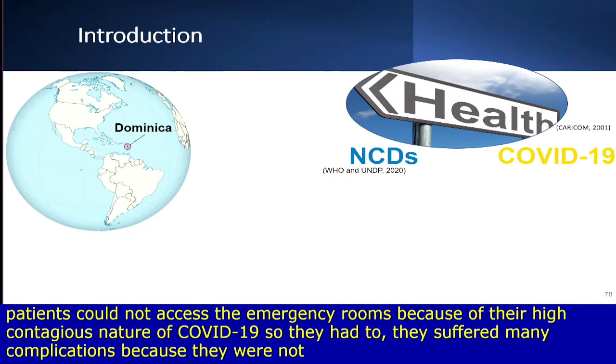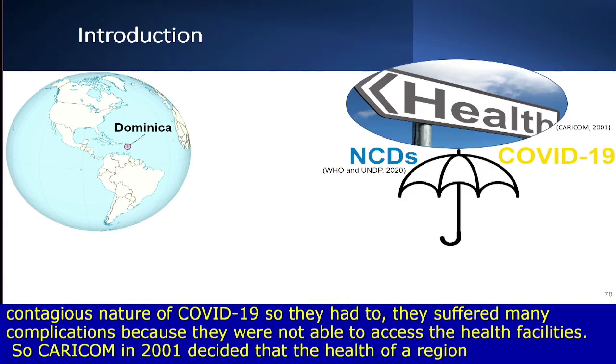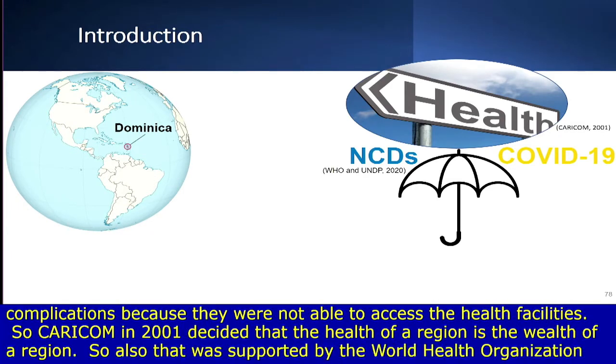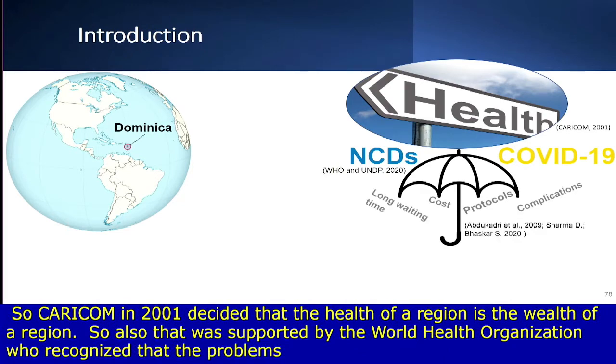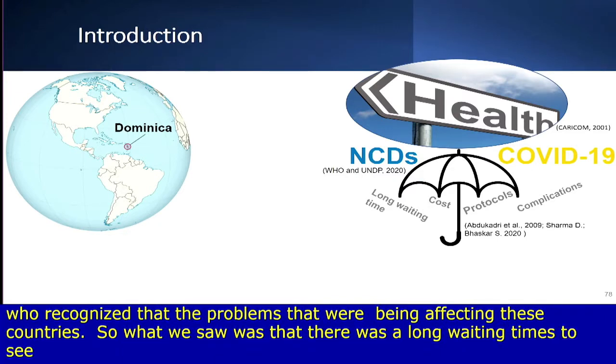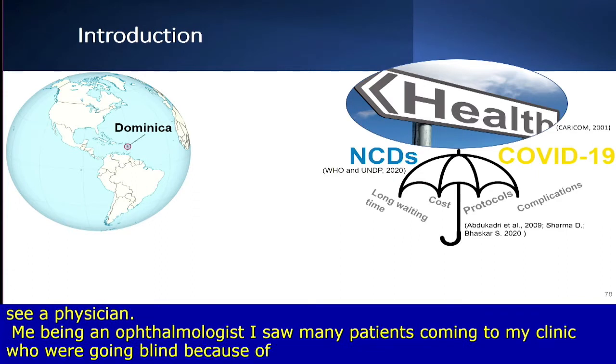So CARICOM in 2001 decided that the health of a region is the wealth of a region. That was supported by the World Health Organization, who recognized the problems that were affecting these countries. What we saw was that there were long waiting times to see a physician. Me being an ophthalmologist, I saw many patients coming to my clinic who were going blind because of complications of diabetes. This is a preventable blindness, and that was a serious problem.